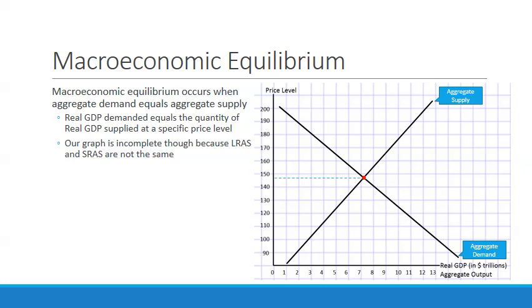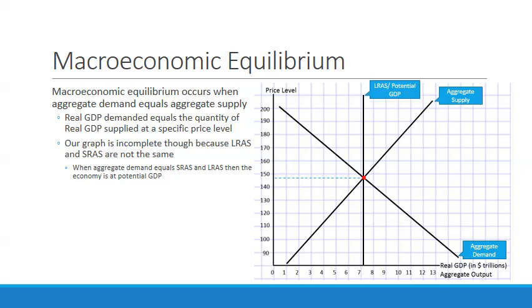But our graph is incomplete because we're not looking at long run aggregate supply. Remember, those two terms are not the same. So when aggregate demand equals short run aggregate supply and long run aggregate supply, then the economy is at potential GDP. So in other words, macro equilibrium is not exactly potential GDP. Rather, macro equilibrium is just where we're at this point in the market. Now, what we want is for the market to trend towards potential GDP, towards the trend line, so towards long run aggregate supply, because that's our potential GDP point. That's also full employment in the economy.